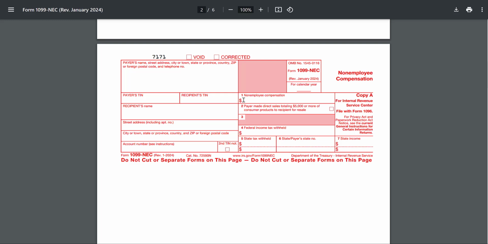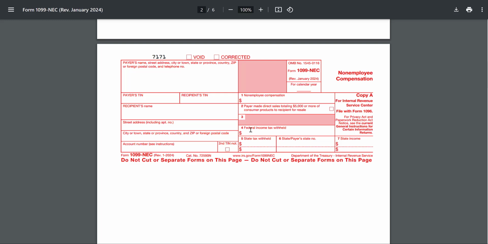Then you're gonna put the amount of non-employee compensation that you paid them, okay? So if you paid that individual $7,000 for the year, you're gonna put $7,000 on here. You also wanna make sure you fill out the calendar year up here. So 2024 is this coming tax season, right? We're in 2025, so we're gonna be filing 2024's tax return.